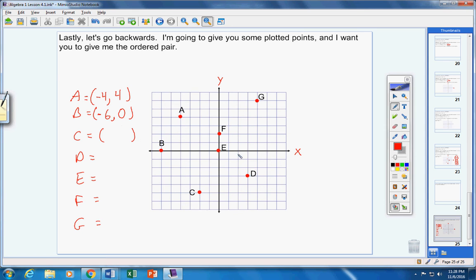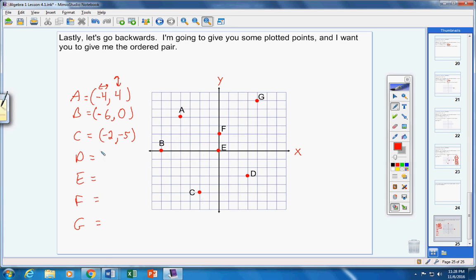Okay, is letter C to the right or left of the origin? To the left. How far to the left is it? 1, 2. Remember guys, you do your left-right number first. You do your up-down number second, okay? So it's 2 to the left. Now, is it below the origin or above the origin? Point C, well, it's below the origin. How far down is it? 1, 2, 3, 4, 5, negative 5. So this ordered pair right here is negative 2, negative 5.